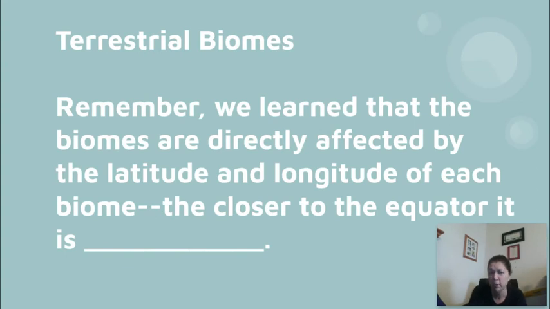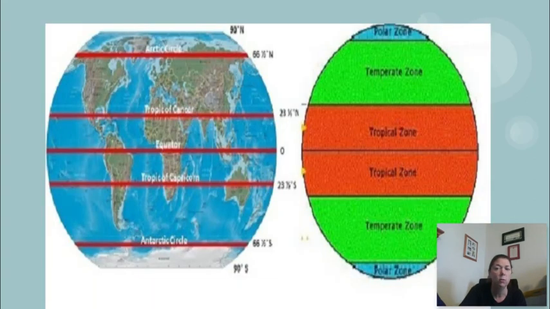Okay, talking about your terrestrial biomes or your land biomes, we learned that biomes have a direct relationship to their latitude and their longitude. On the globe, the closer you get to the equator, it gets what? I want you to pause this video if you need to, to give yourself some think time. And I'm going to go ahead and go to the next slide so we can see the picture.